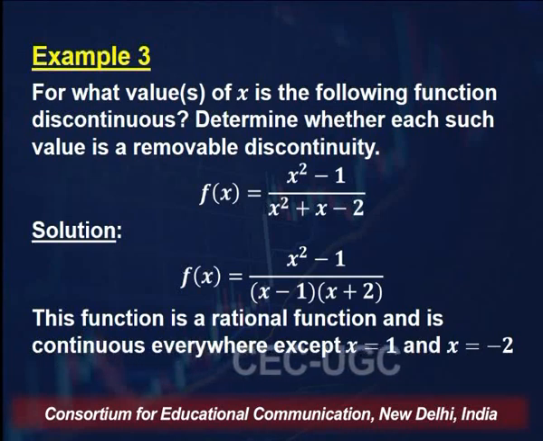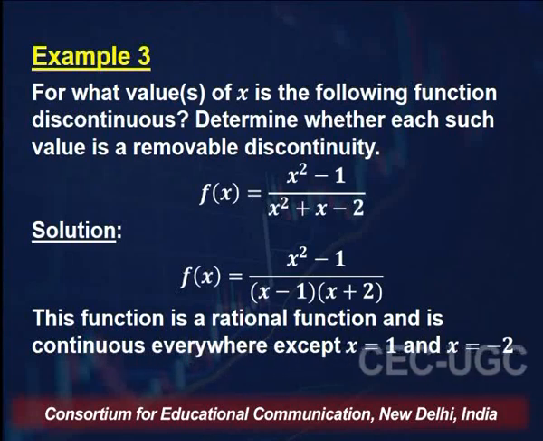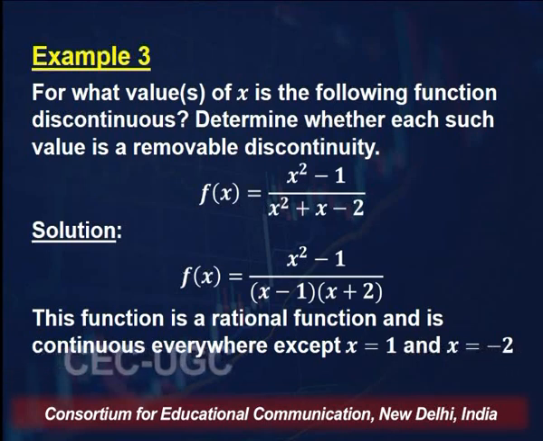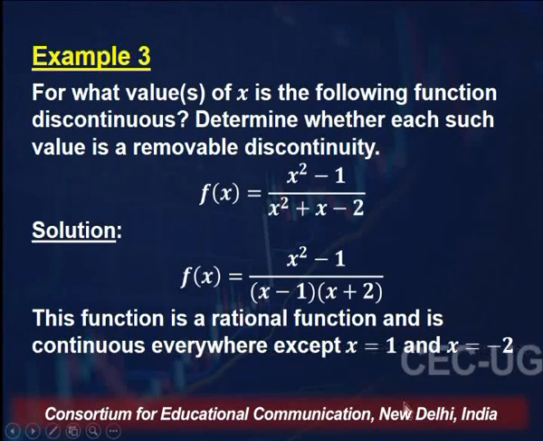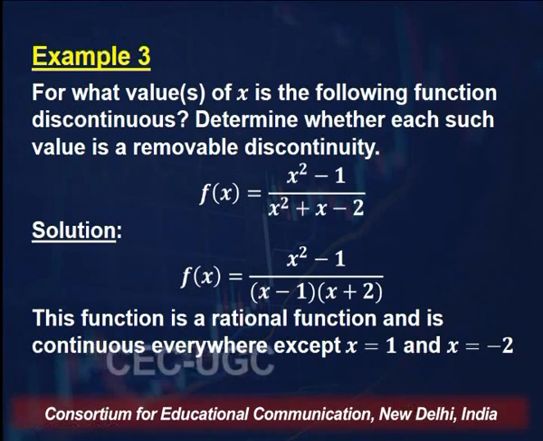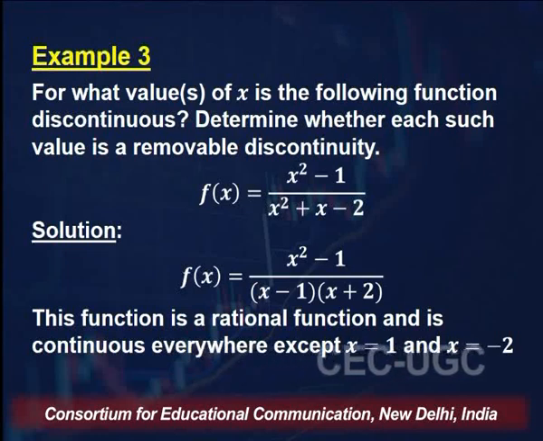So this function is a rational function, and let's invoke the property of rational functions, that it is going to be continuous everywhere except where the denominator is 0. So where is the denominator 0? Where either x minus 1 is equal to 0 or x plus 2 is equal to 0 or both. So the function will be continuous everywhere except where x is equal to 1 and where x is equal to minus 2. These are the points of discontinuity. The question now asks you to identify whether these discontinuities are removable or irremovable discontinuities.